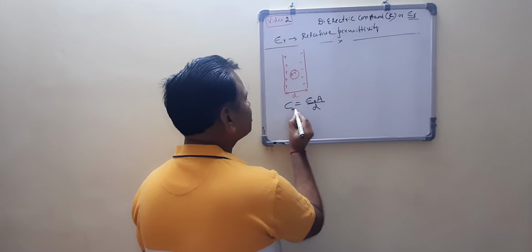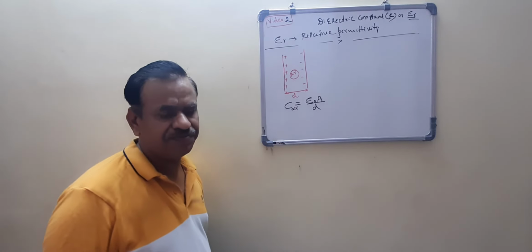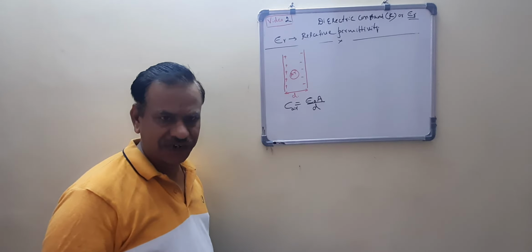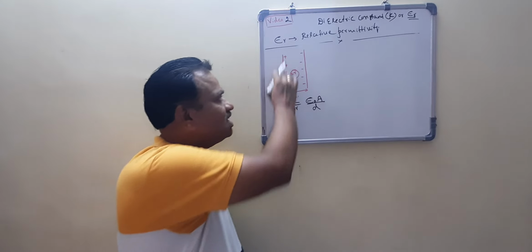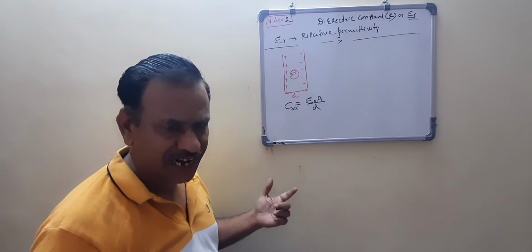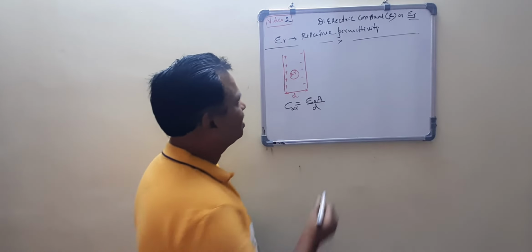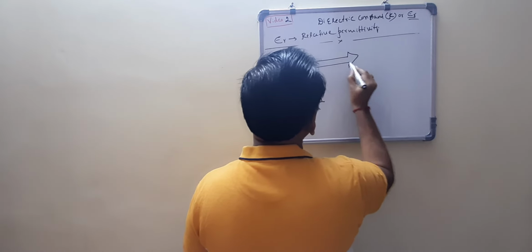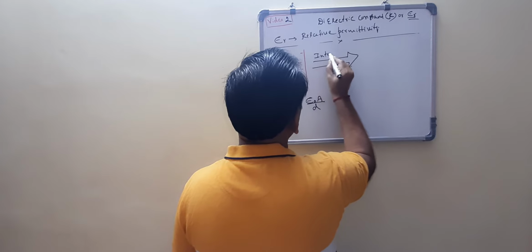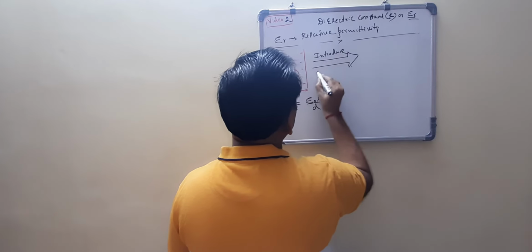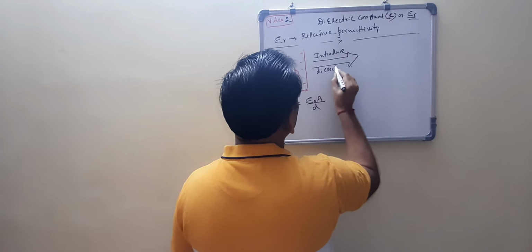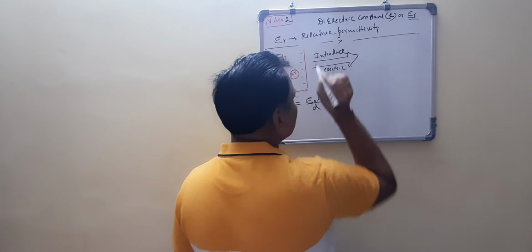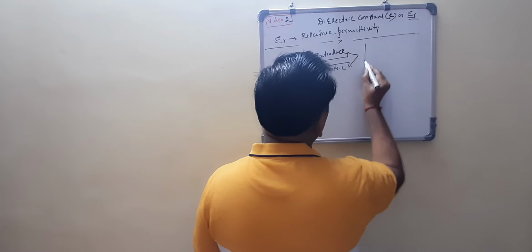It is the capacitance of the air medium. What is A? A is the area of the plates, D is the distance between the plates. Whether it is a circular plate, rectangular plate, whatever it may be. Now I will put a dielectric material. Introduce a dielectric. Now I am putting the dielectric material.